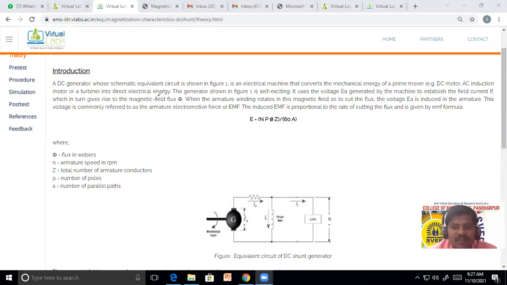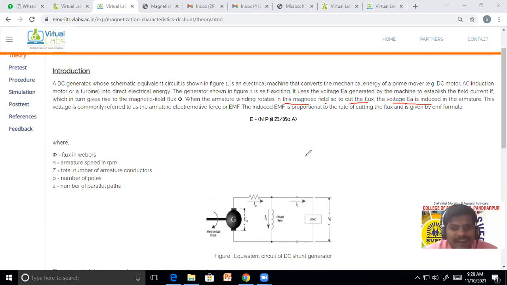म्हणजे self excited आहे, त्याला सेपरेट डीसी सोर्स आपण नाही यूज करत. So it is self excited, so we use the generated EMF to excite the field winding, which in turn gives rise to the magnetic field flux. मग that means the voltage use केलं आणि current flow झाला की due to that current the magnetic flux in that field increases. When the armature winding rotates in this magnetic field, it cuts the flux, the voltage EA is induced according to Faraday's law of electromagnetic induction.